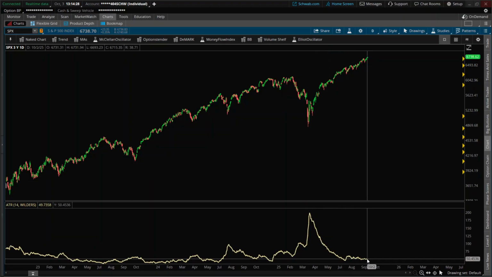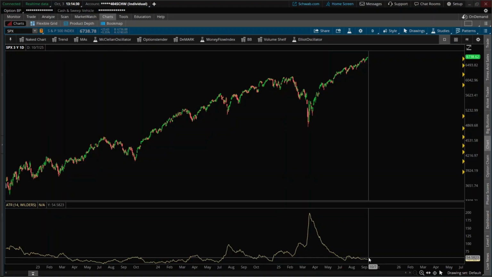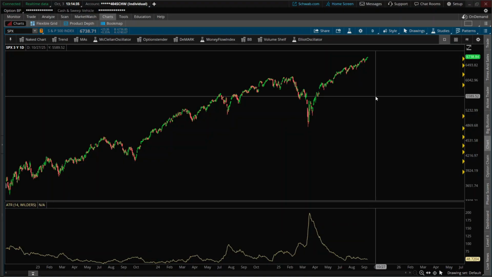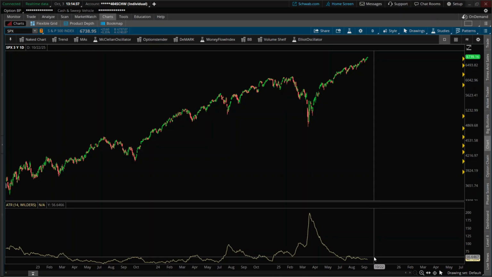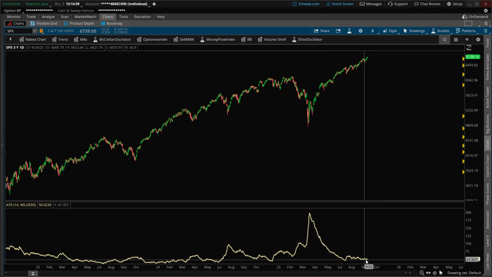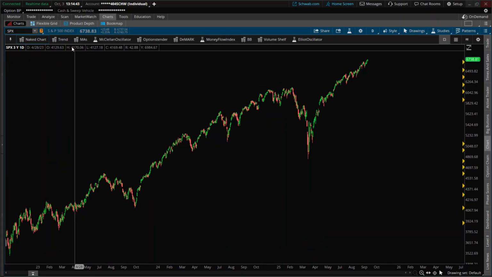So we're at a level to where we have contraction, and things could start to lift, whether it's to the upside or downside. It doesn't matter, but obviously I'm biased to the downside. But that's going to start expanding here pretty soon.